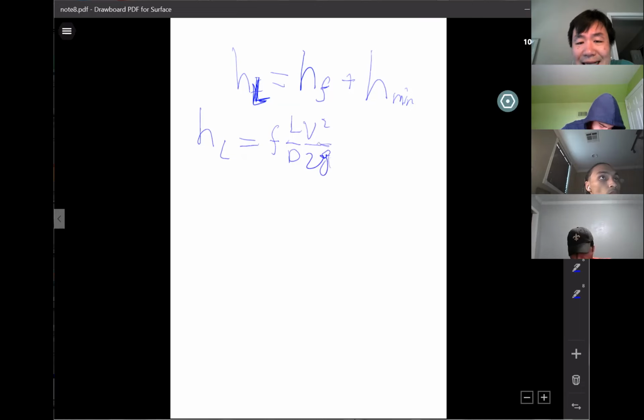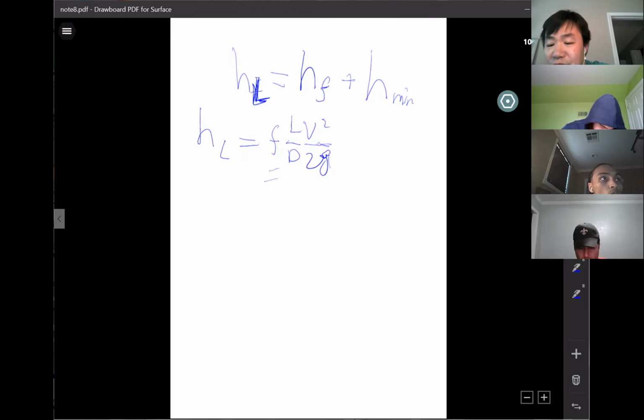L is the length, D is the diameter. It's proportional to the length: the longer it goes, the more frictional loss. D is in the denominator, so the larger the pipe is, the less loss it will be. Velocity is in the numerator, so the higher the velocity, the more losses it will be. 2g is down here.